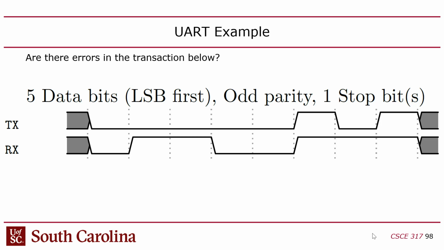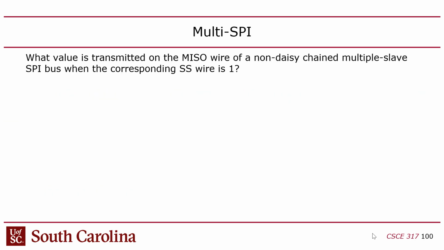Okay, here we've got 1, 2, 3, 4, right? 4 1 bits. So there is an error, but it's on the receive side. Yeah, receive parity is incorrect. Okay, and that's all I've got for UART.